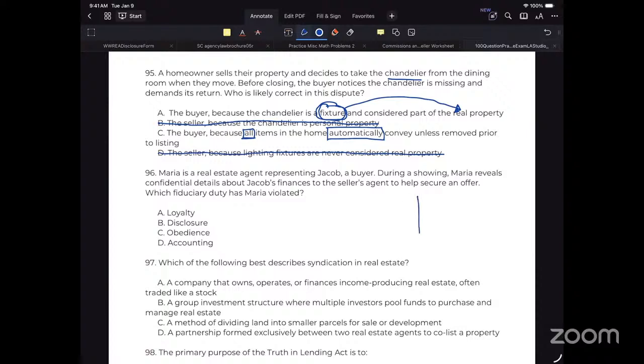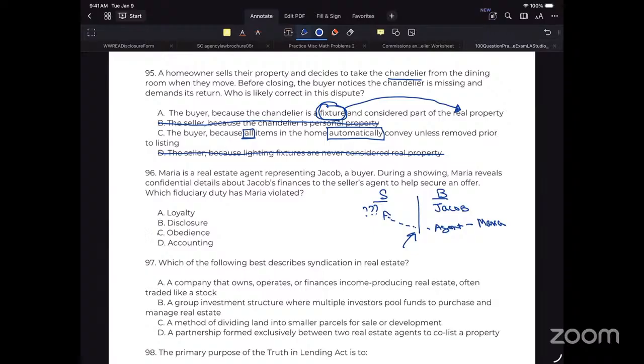Okay, so we know we got a seller and we got a buyer. And the buyer is Jacob, and the agent is Maria. And Maria went and told the seller something. That's no good because they crossed this wall of separation. So what did they do? Was that about them not being loyal? Was that about disclosure, obedience, or accounting?